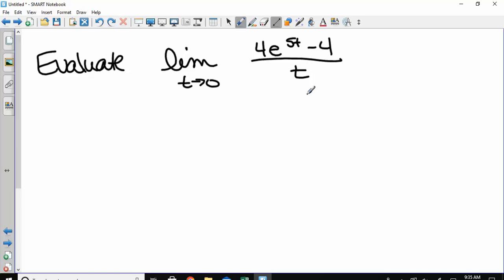Can I just plug in my 0 here? No. The top is going to what? 0 is 1, 4 minus 4 is 0, over 0. 0 over 0, what's that? Yeah, that's an indeterminate form, so we need to do L'Hopital.